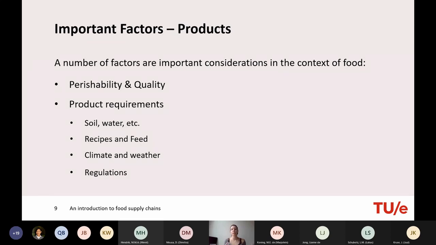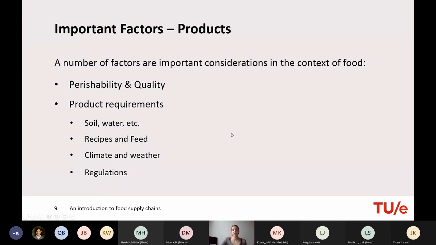And then there are different product requirements that relate to, for example, where they are grown. They have specific requirements with regards to soil, water input, and so on. But they also have requirements with regards to recipes and inputs in terms of feed. If we're talking about higher valued products, like animal products, they need feed inputs. If we have pizza or whatever, that needs a certain recipe and input from other products.